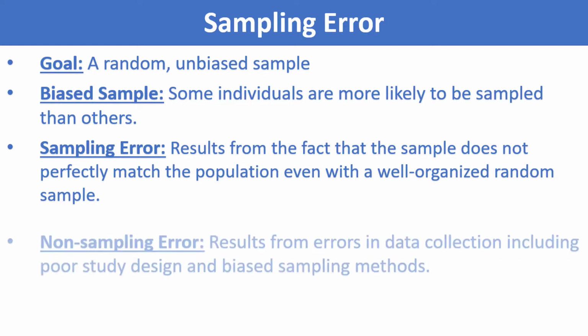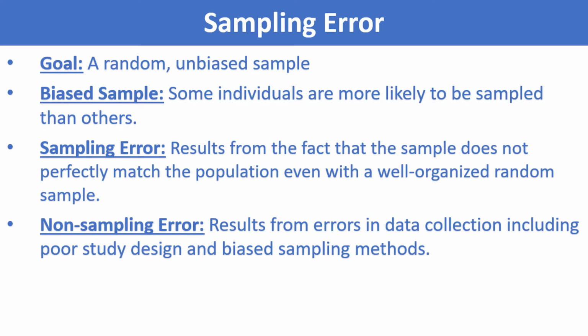Non-sampling error, on the other hand, results from errors in data collection, including poor study design and biased sampling methods. So if you are collecting a convenient sample that is not random, such as simply surveying intro stat students, where the population is all students at a university, you are probably going to have significant non-sampling error, as your sample is not representative of the population.